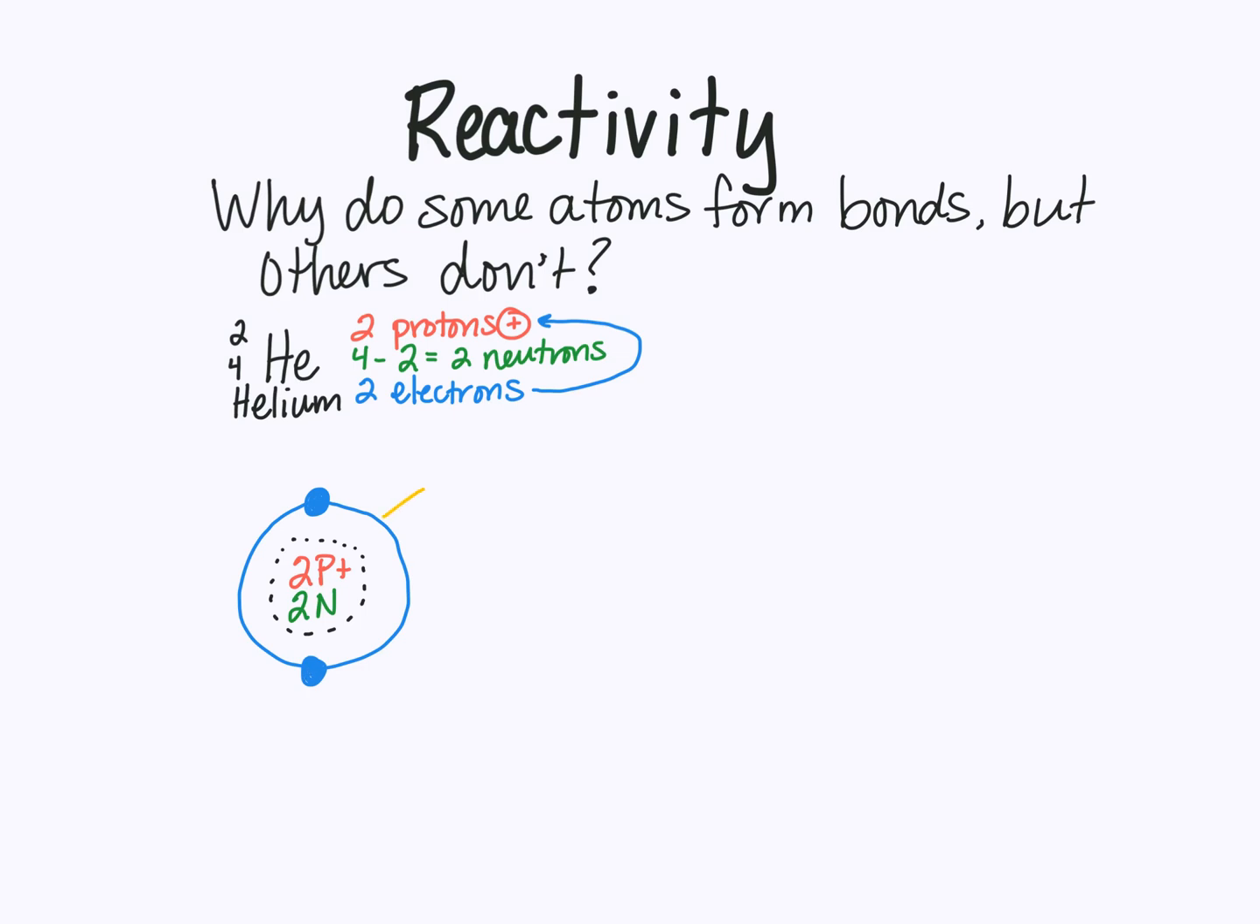So as I mentioned, that first orbital maxes out at 2 electrons. So because helium's outermost shell is full, it is non-reactive. So a full outer shell means it's non-reactive. This means that it's not going to react with any other atoms. Now this outermost shell is called the valence shell.